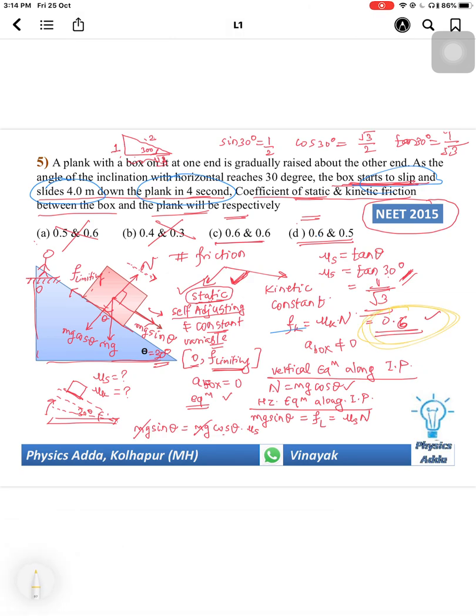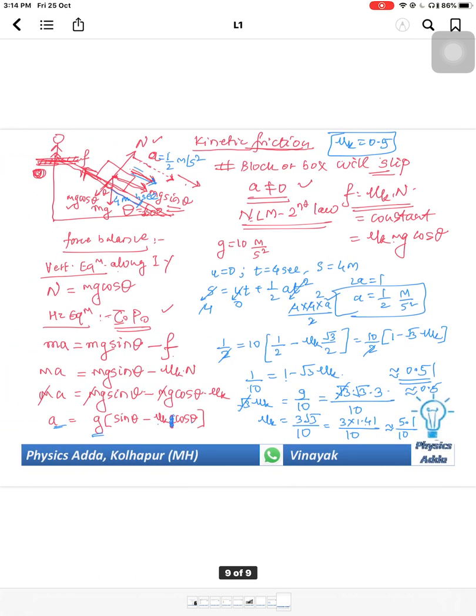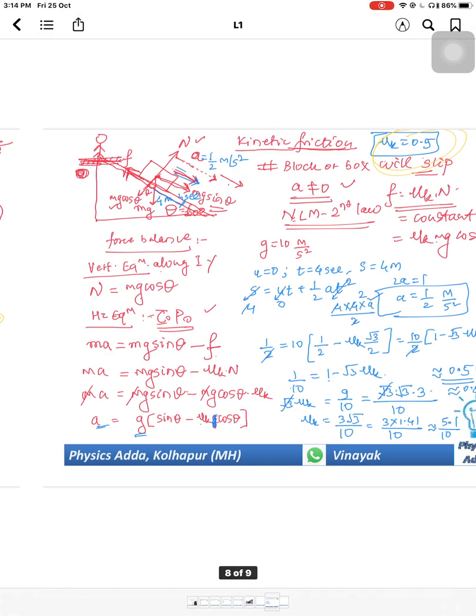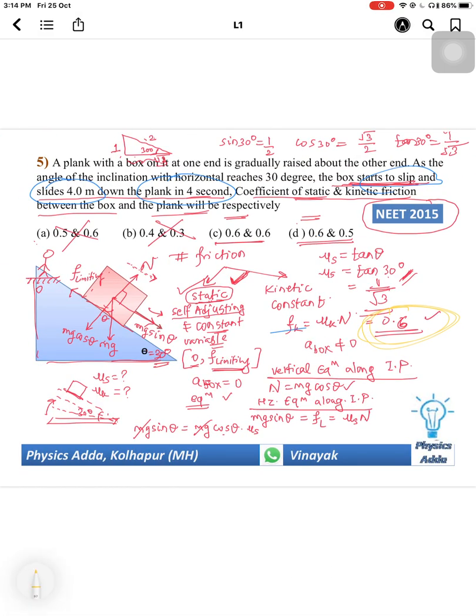And the value of mu k as 0.5. So what is the right option? Option number D. So the right answer to question number 5 is D.